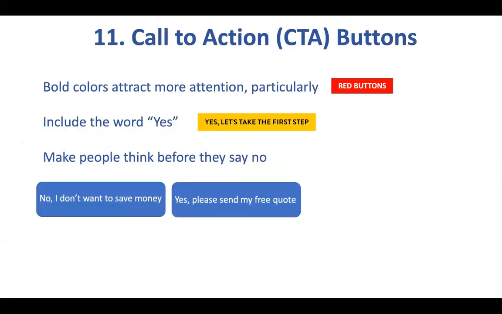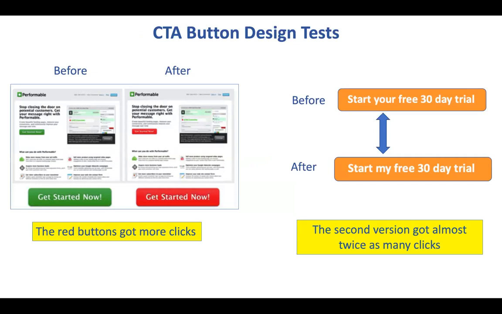It's also probably why, including the word yes, look at how that one's phrased. "Yes, let's take the first step." I, the visitor, have decided I would like to take the first step with you. And so it's actually the same psychology on both. And I don't know how many people actually do that as they're designing their call to action buttons. So I thought I'd make sure that you really noticed that one.